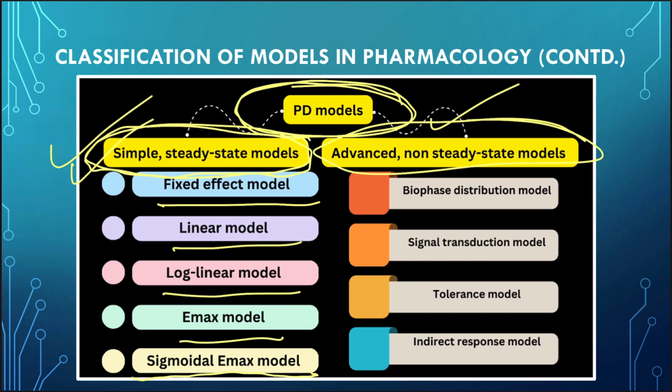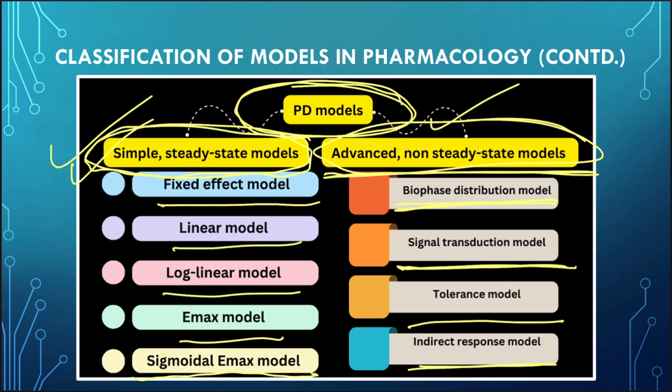Under advanced non-steady state models we have different types: the biophase distribution model, then the signal transduction model, then the tolerance model, and finally the indirect response model. The details will be discussed in the upcoming slides.